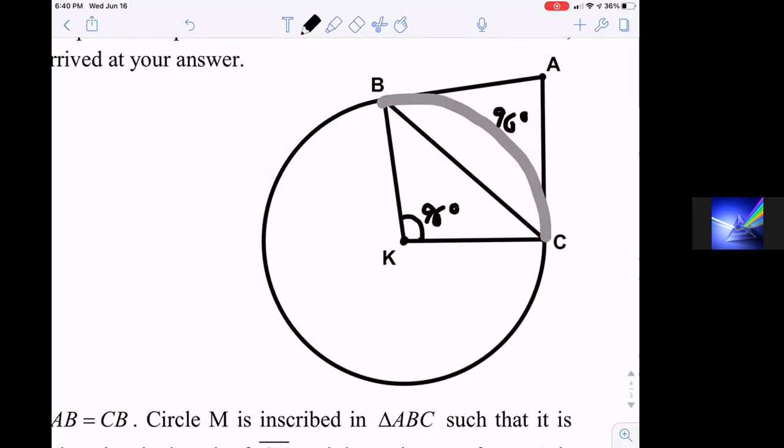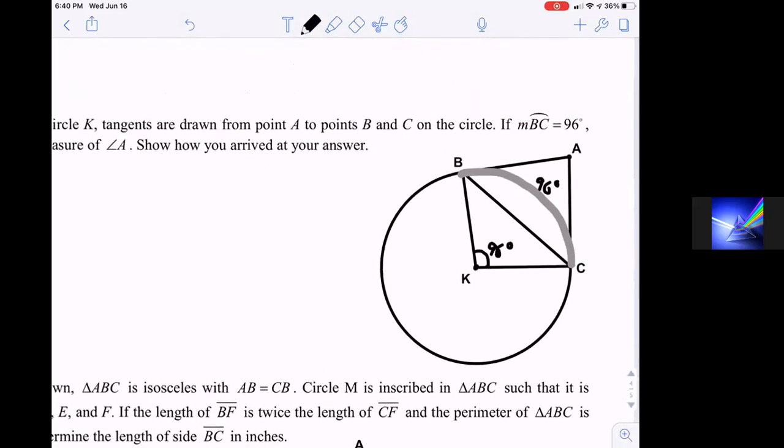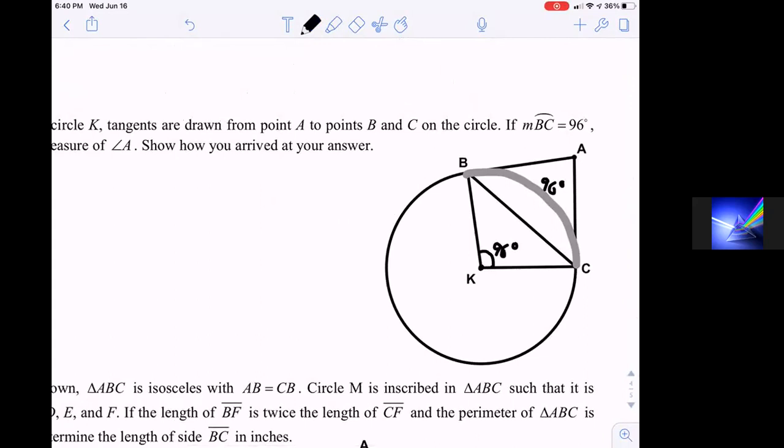Now, what we're looking at here, we have to be able to figure out this angle. Now, this angle can be figured out if we know the remaining part.